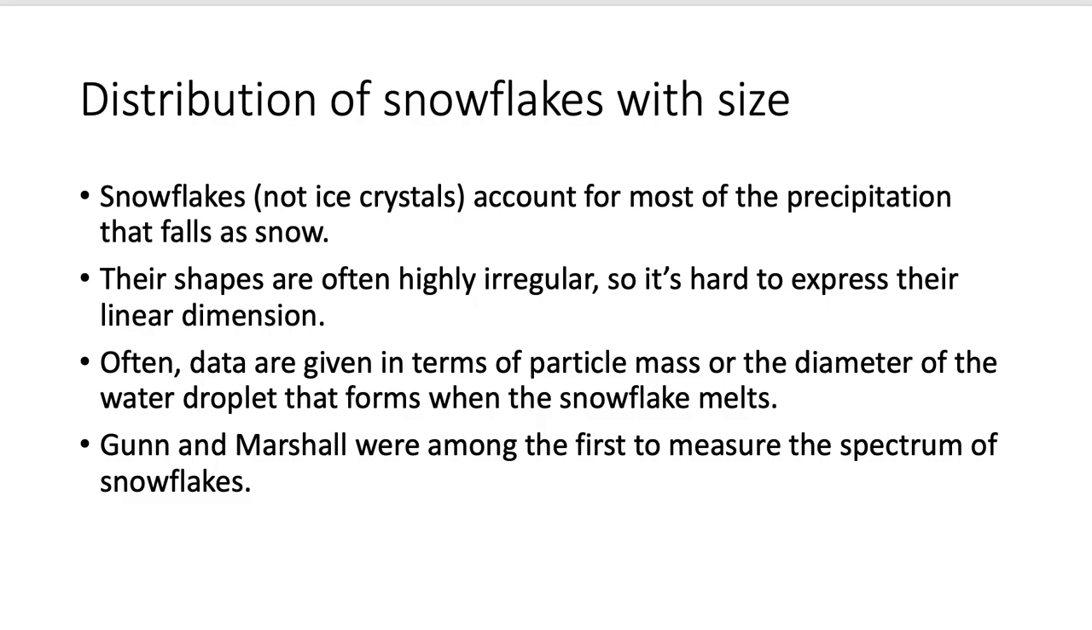Now, the second thing I wanted to tell you today was about the other kind of spectrum. We know that precipitation can fall as rain, but it could also fall as snow. So what does the distribution of snowflakes look like? Notice we're talking about snowflakes and not ice crystals. Snowflakes are an aggregate of all the ice crystals that have formed and that started to fall. And snowflakes are most of the precipitation that falls.